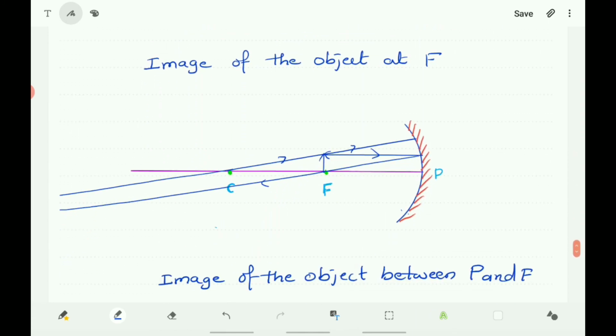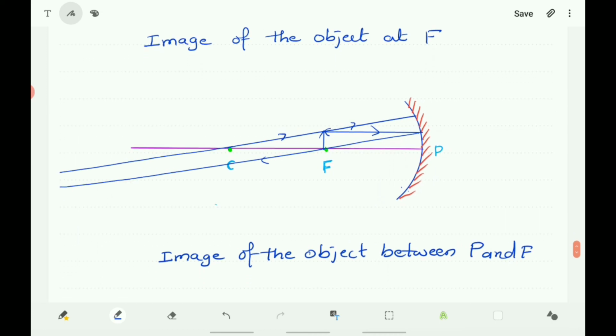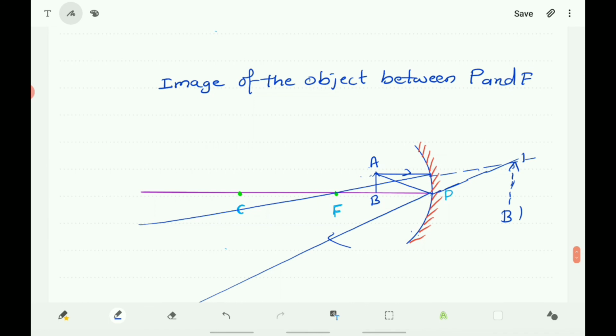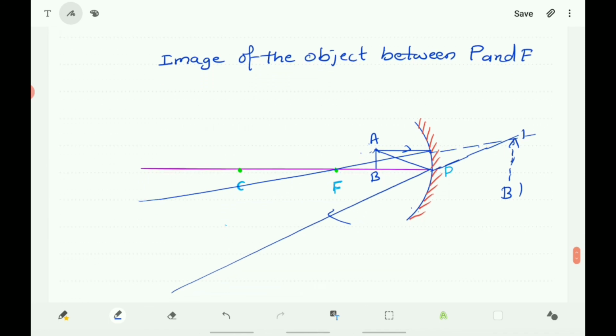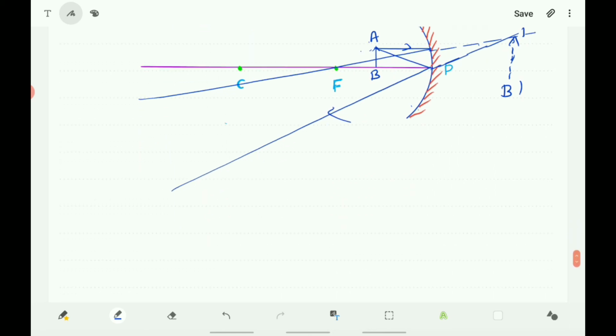When the object is at F, the image is at infinity and it is an enlarged, real and inverted image. And the image of the object between P and F is also a magnified image behind the mirror, and that is a virtual and erect image, and it cannot be caught on the screen. These are the natures of the image of the object at different positions from the concave mirror.